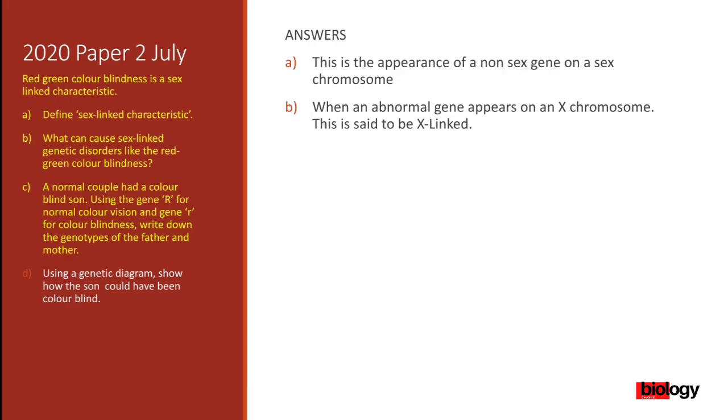Using the gene XR for normal color vision and gene Xr for color blindness, write down the genotypes of the father and the mother. So we know that the father is normal, but the mother is what? A carrier. So what are the genotypes? So those are the genotypes.